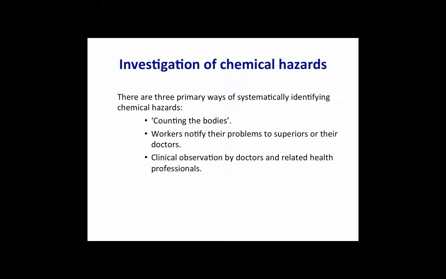Investigation of chemical hazards. There are three primary ways of systematically identifying chemical hazards. First of all, by counting the bodies. Next, by workers notifying their problems to superiors or their doctors. And finally, by clinical observation by doctors and related health professionals.